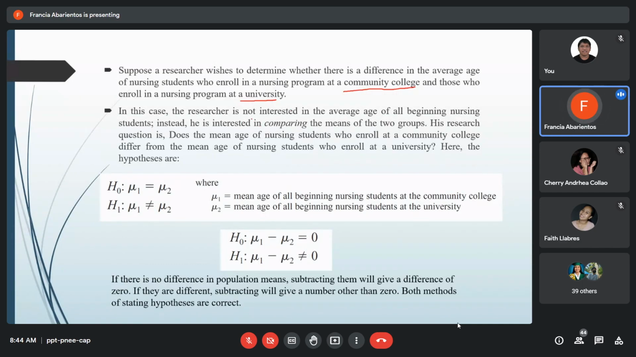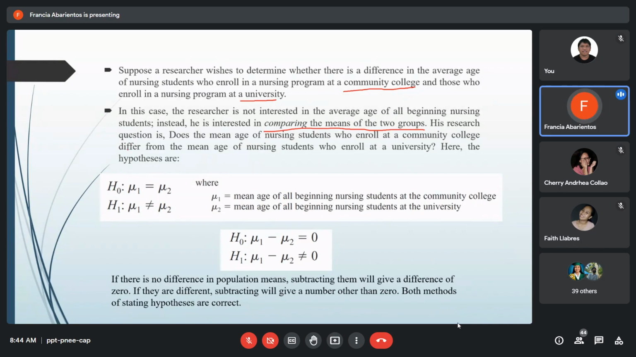So, the researcher is not interested in the average age of all beginning nursing students. Instead, he is interested in comparing the two means. Take note, the two means of the two groups. So, ito yung tanong niya: does the mean age of nursing students who enroll at the community college differ from the mean age of nursing students who enroll at the university?